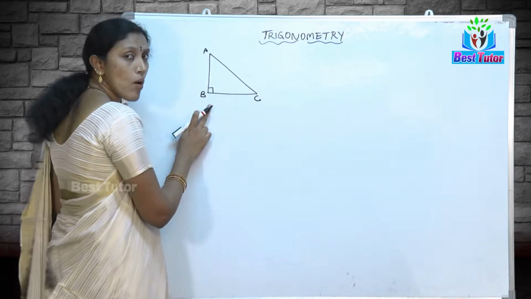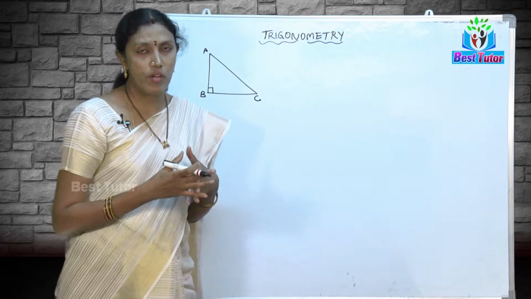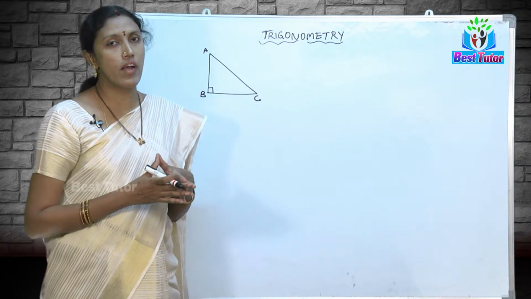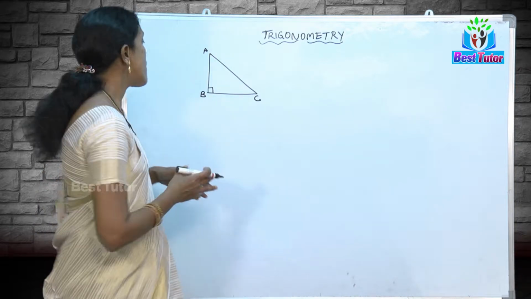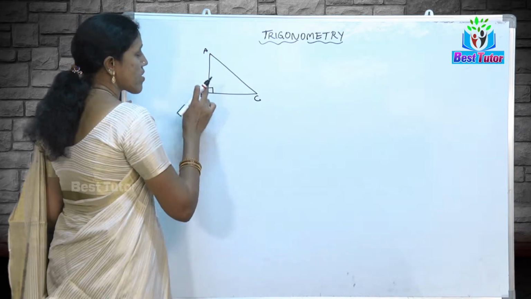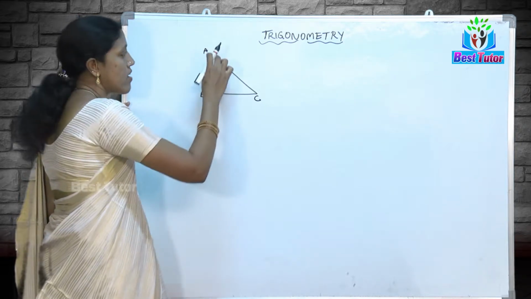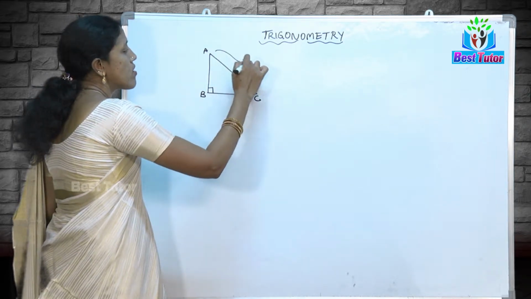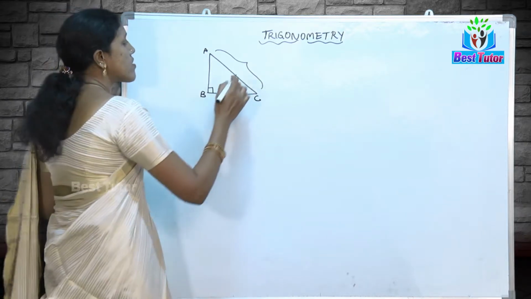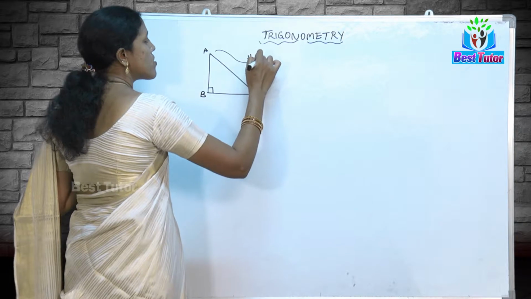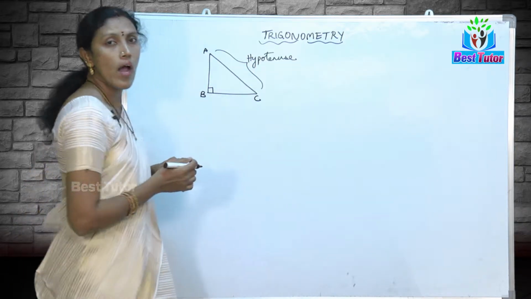Now the side opposite to the greatest angle will have the greatest measure, or it's going to be the longest side of the triangle. We have learnt this in the case of inequalities of triangles, right? The side opposite to 90 degrees, and we have already understood that this angle is going to be the greatest angle. So this side is going to be of greatest measure. This is going to be the longest side. This side is called the hypotenuse.